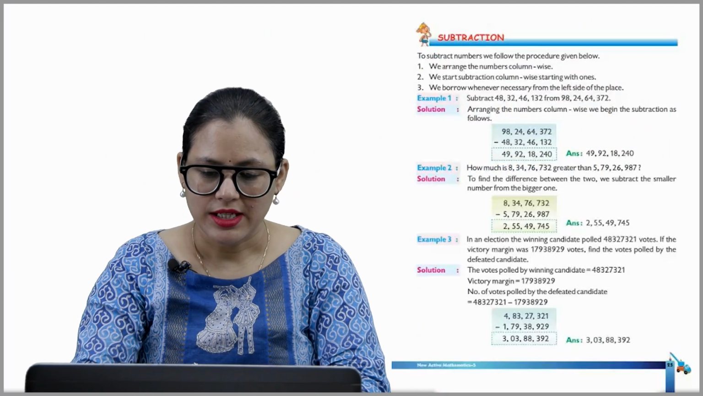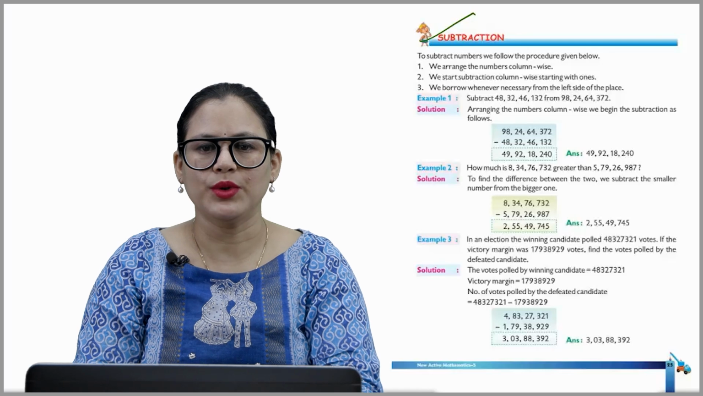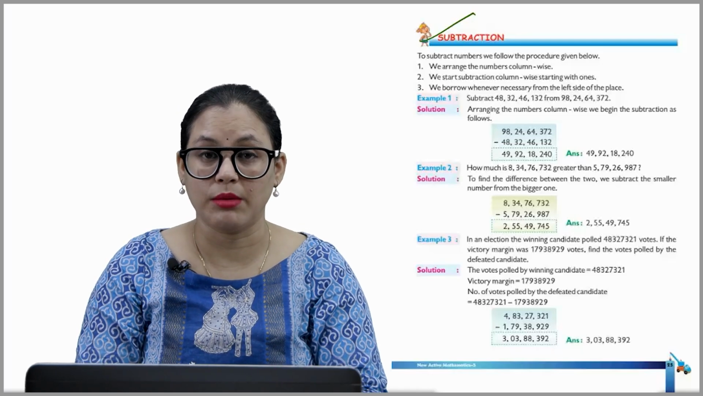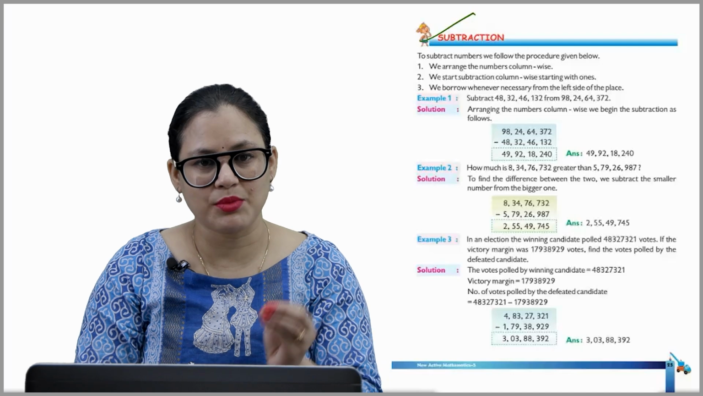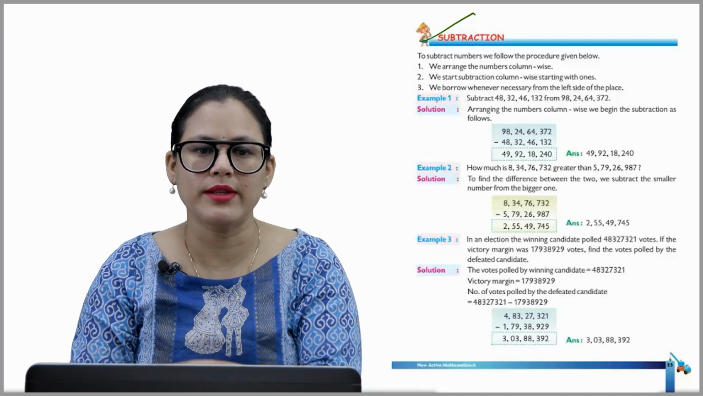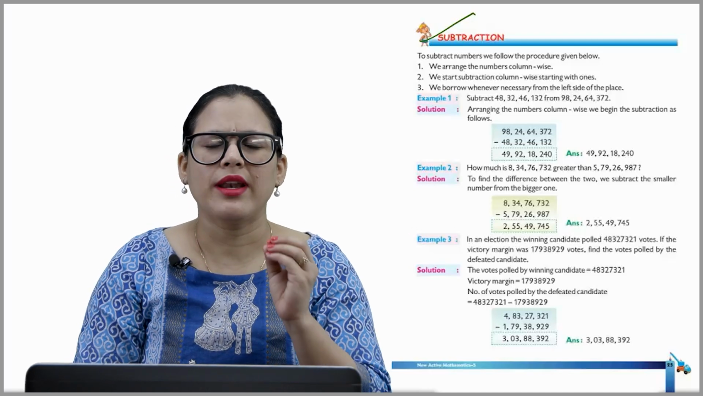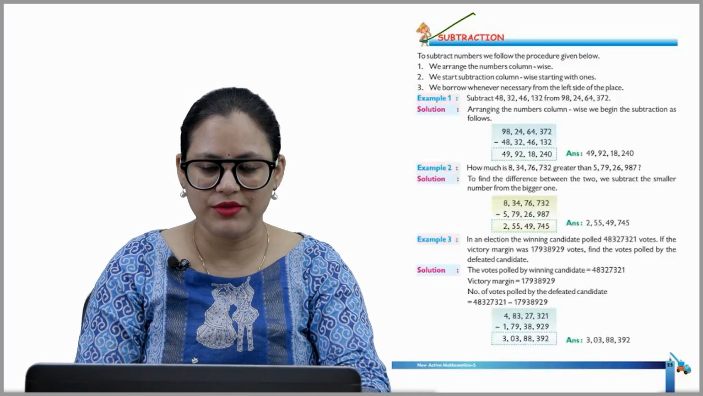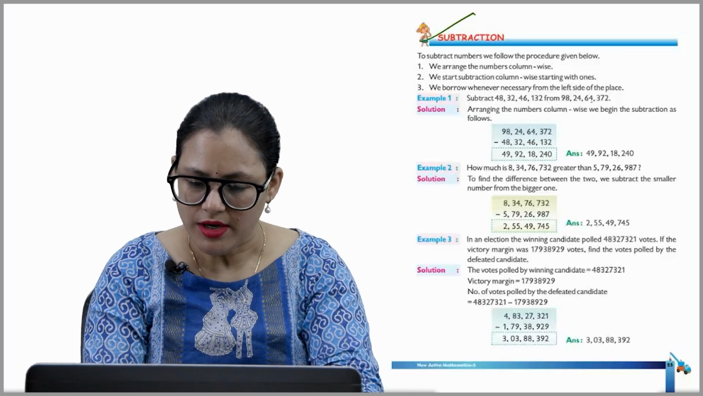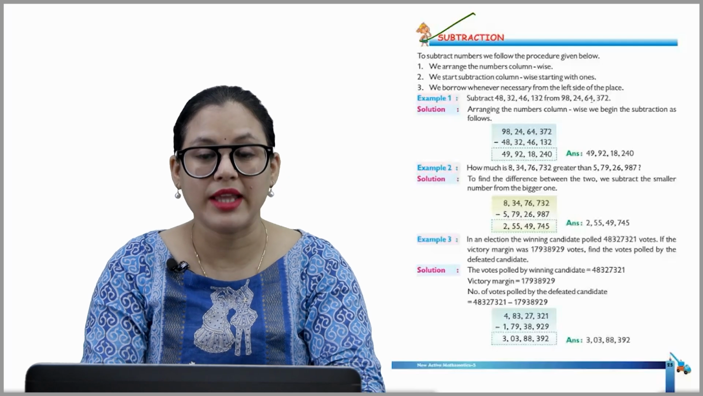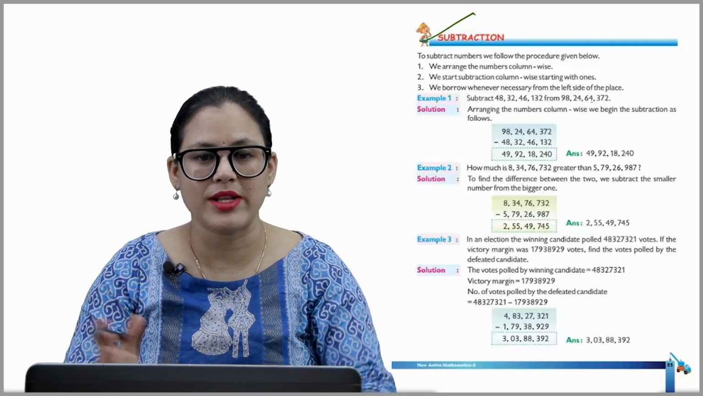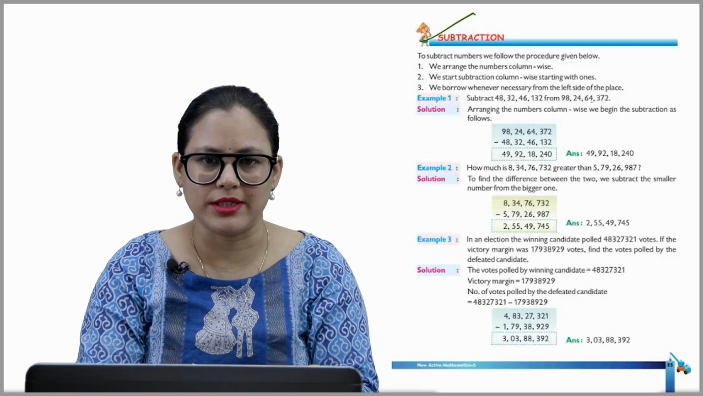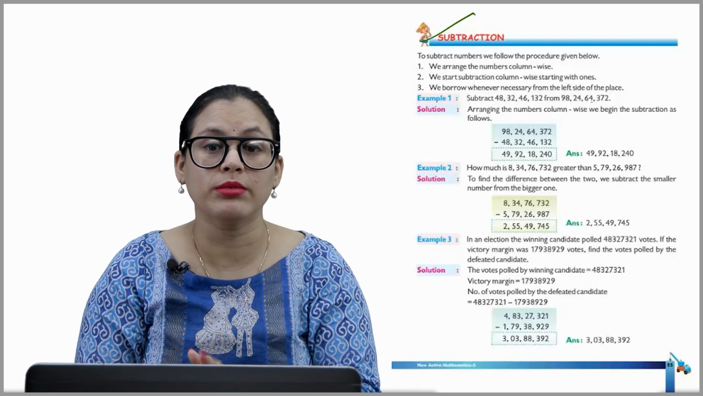Subtraction. To subtract numbers, we follow the procedure given below. Number 1, we arrange the numbers column wise. Number 2, we start subtraction column wise starting with ones. Number 3, we borrow whenever necessary from the left side of the place. Example 1, you have to subtract this number from this number. First, you will arrange the numbers in columns and then we will start subtraction from the ones place. And we will borrow wherever needed.